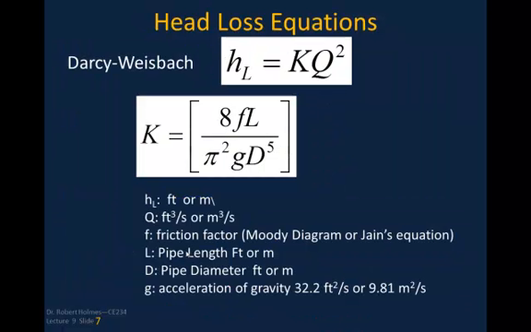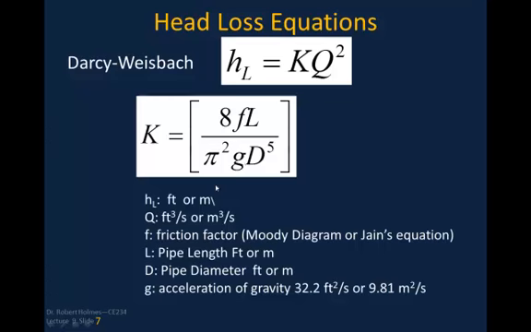If you remember, the Darcy-Weisbach equation says HL is equal to F L over D times V squared over 2G. I'm going to rearrange that with the knowledge that V is equal to Q over A, and A in a circular pipe is pi D squared over 4. I can rearrange that to get this K value of 8FL over pi squared G D to the 5th power.